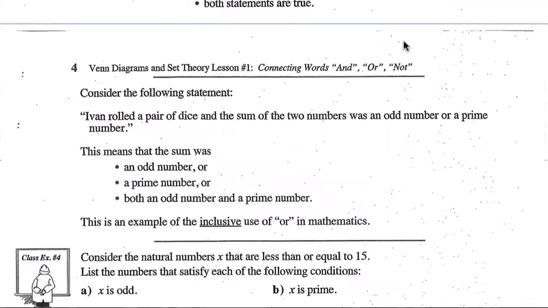Over the page, consider the following statement. I've rolled a pair of dice, and the sum of the two numbers was an odd number or a prime number. That means that the sum was either odd or prime, or both odd and prime. That's the inclusive use of or. So let's look at example number 4.